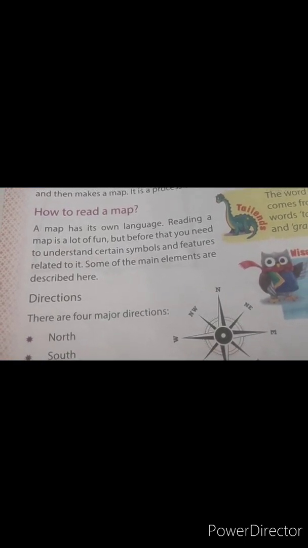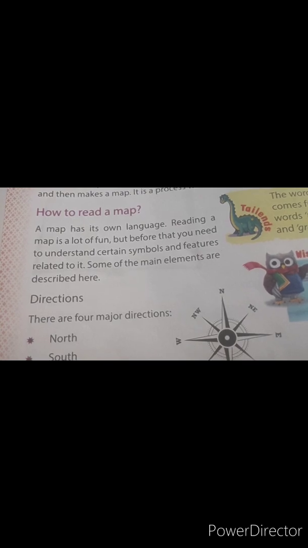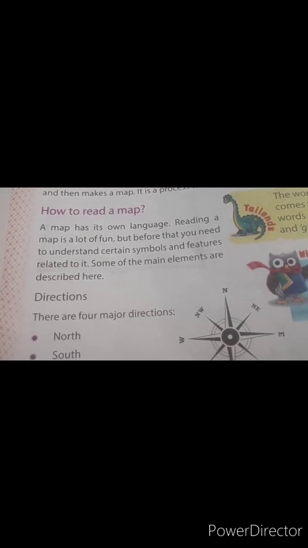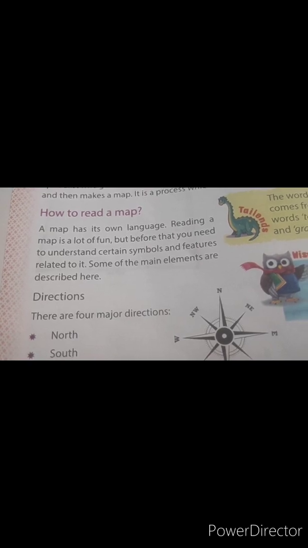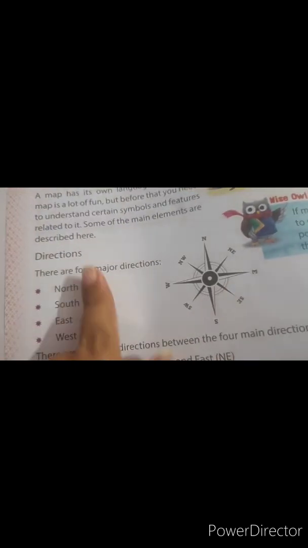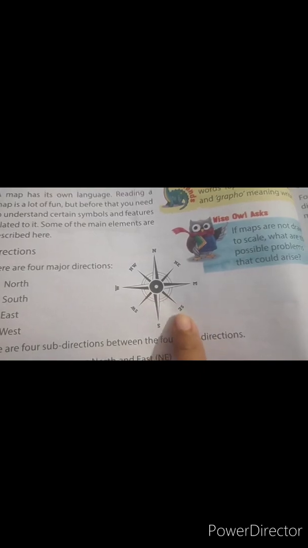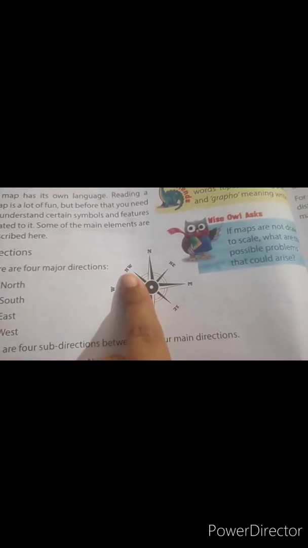Now come to the next, how to read a map. A map has its own language. Reading a map is a lot of fun, but before that you need to understand certain symbols and features related to it. Some of the main elements are described here, like direction. This is the north direction, east, south, west. This is the northeast direction, this is the southeast direction, this is the southwest direction and northwest direction.